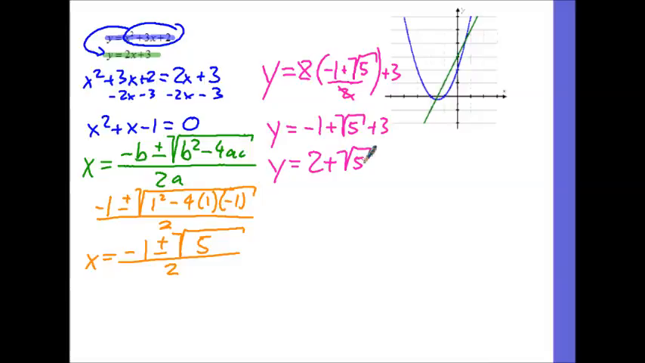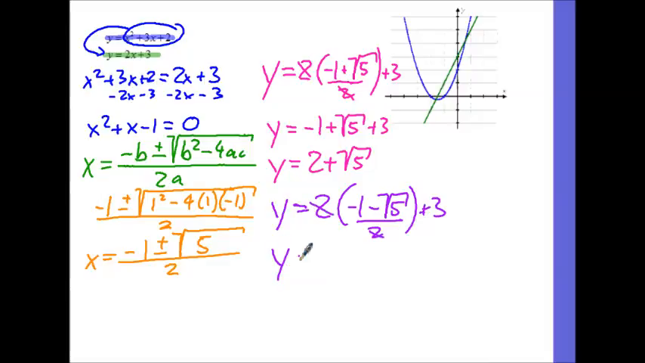And the other solution, y is equal to 2 times -1 minus the square root of 5 all over 2 plus 3. Again, 2's cancel each other out. We got -1 minus the square root of 5 plus 3. Y is equal to 2 minus the square root of 5.